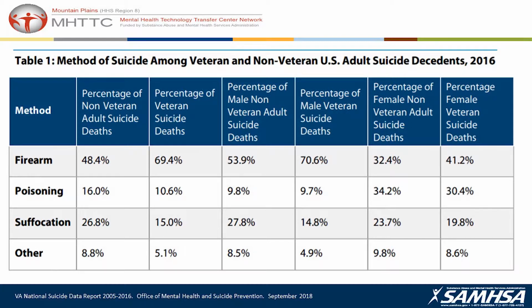So in the left column, the percentage of non-veteran adult suicide deaths, we can think of that as the US population of adults. So how do the US population of adults who die by suicide do so? Almost half do by firearm. Poisoning, which is primarily overdose, is next. Suffocation, which is primarily hanging, is next. And then other. If we go across, veterans are much higher, in particular in terms of firearms.